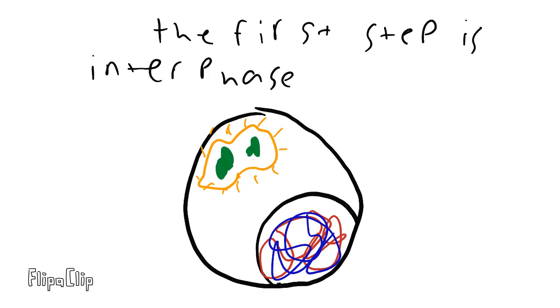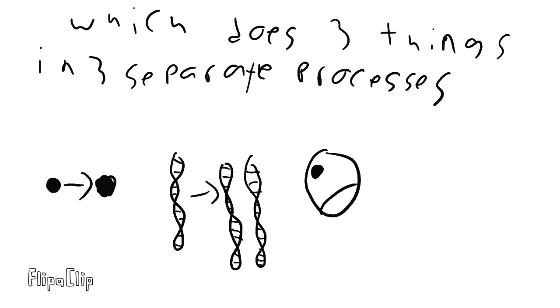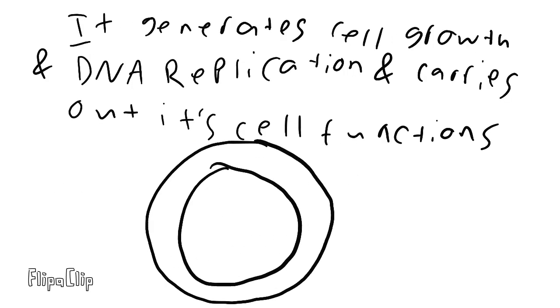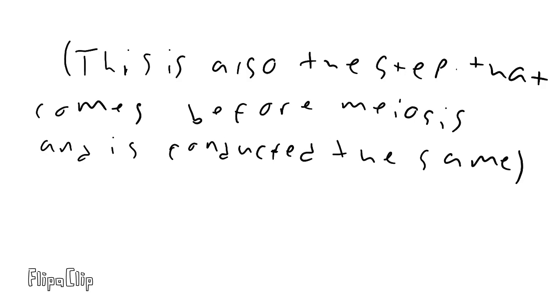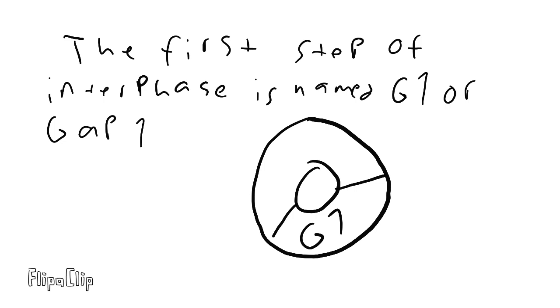The first step of the cycle is interphase, which does three things in three separate processes. It generates cell growth and DNA replication and carries out cell functions. This is also the step that occurs first before meiosis and is conducted the same. The first step of interphase is named G1 or gap 1.